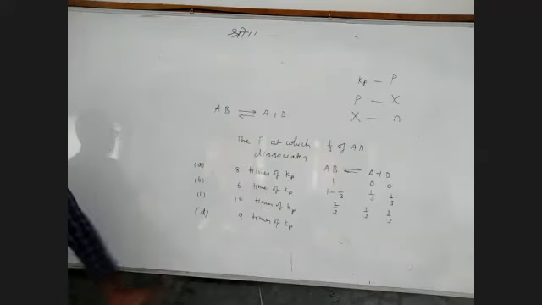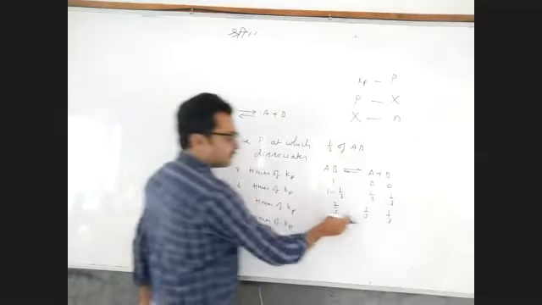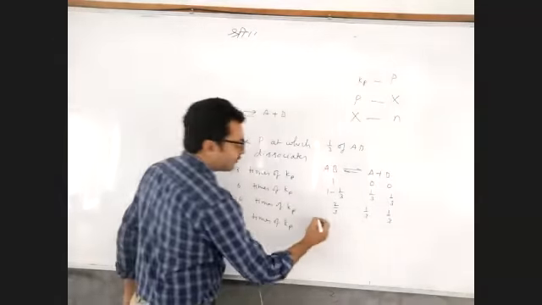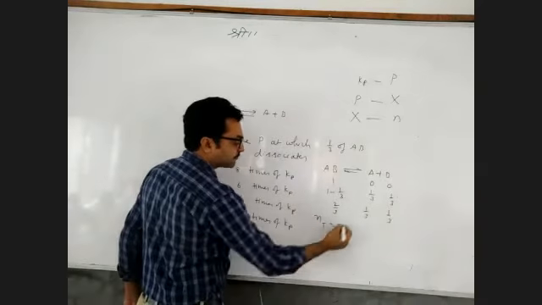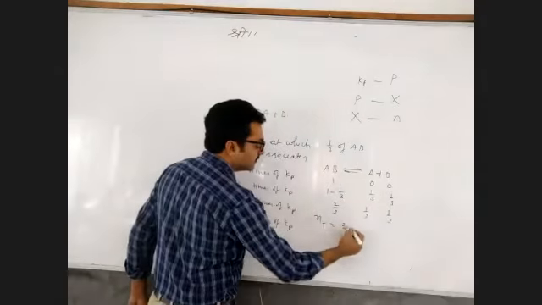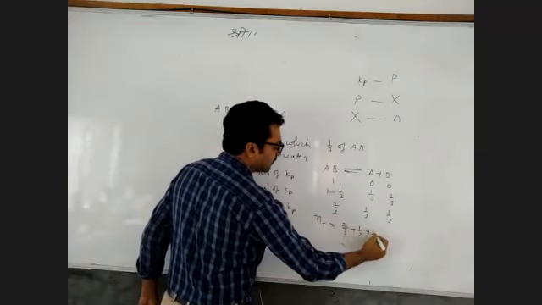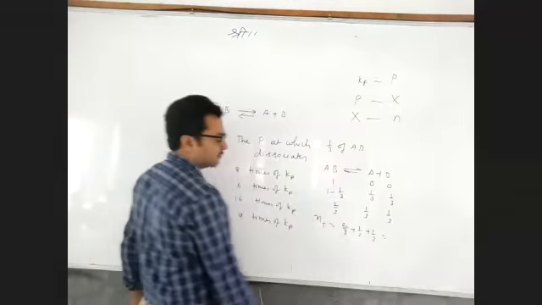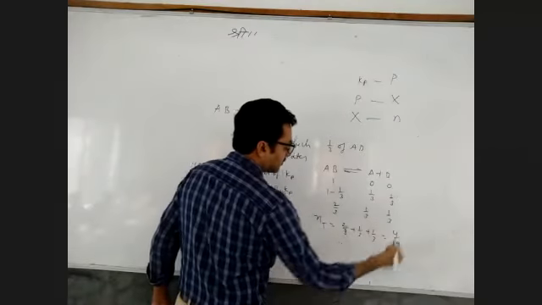Children, if doubt, please ask. Last bench, are you understanding? These are the moles at equilibrium. Total number of moles how much? 2/3 plus 1/3 plus 1/3. How much? 4 by 3.